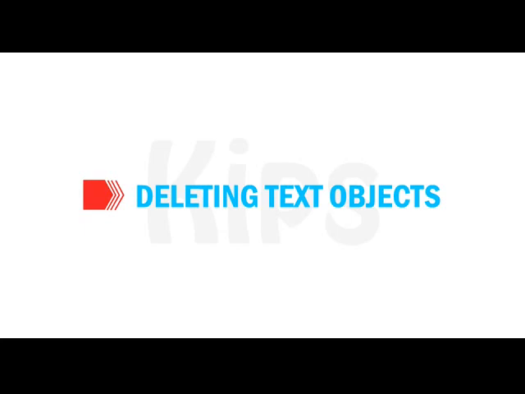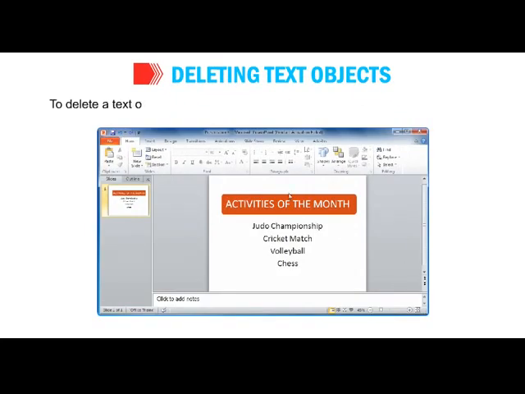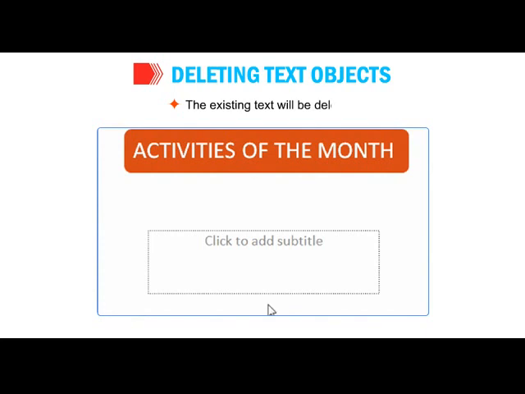Alright students, let us talk about deleting text objects. To delete a text object from a slide without deleting the slide, follow these steps. Click on the text object that you want to delete. The selected object will have a dash border around it. Click on the border of the placeholder. The border will change from dash border to line. Press the Delete key. The existing text will be deleted.